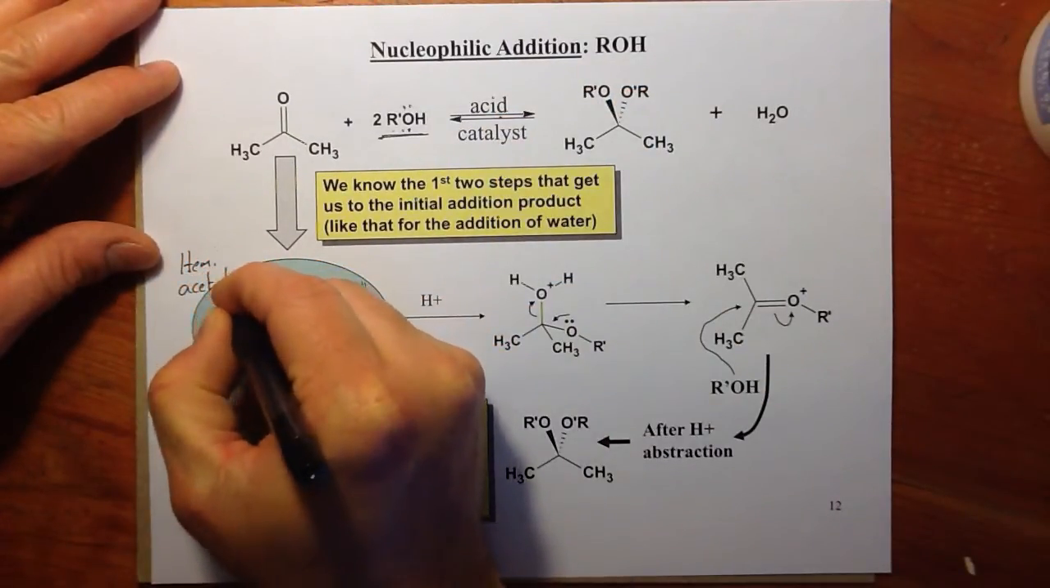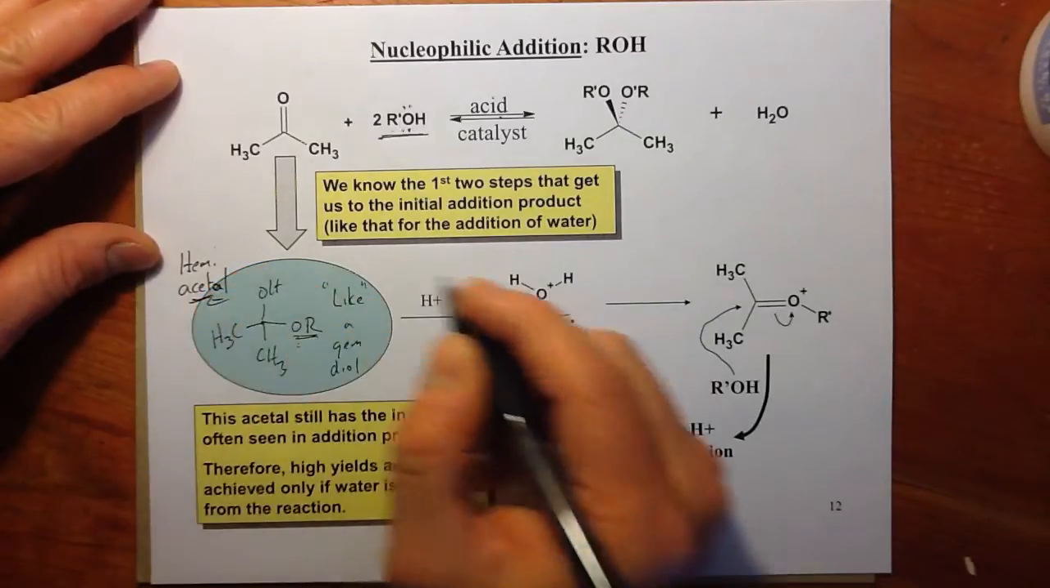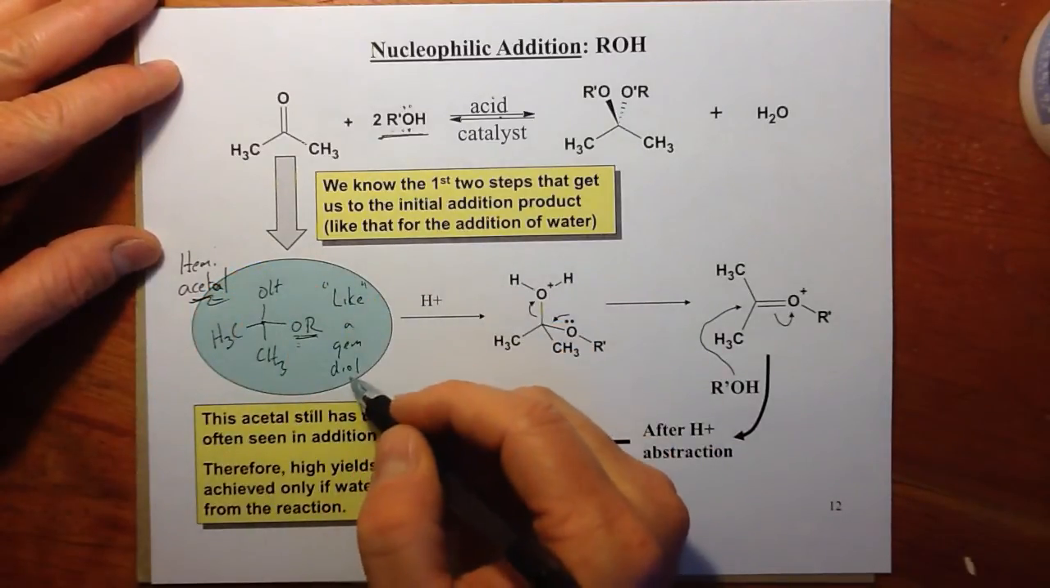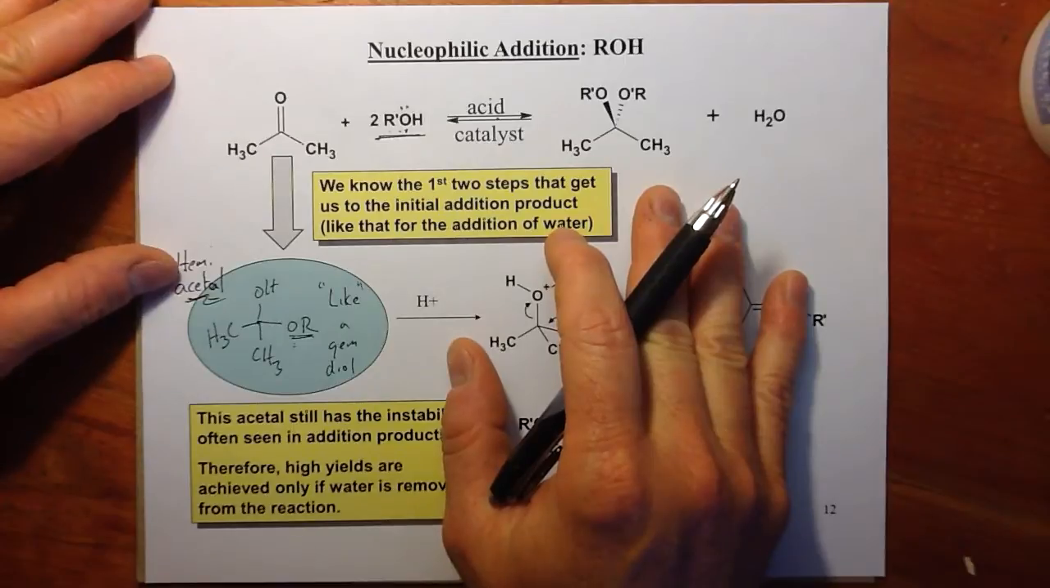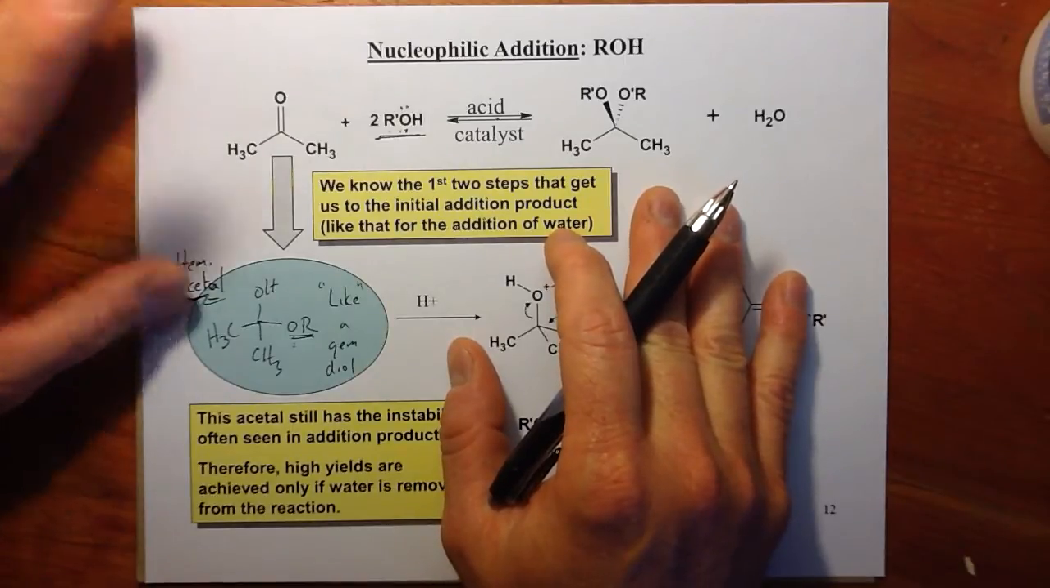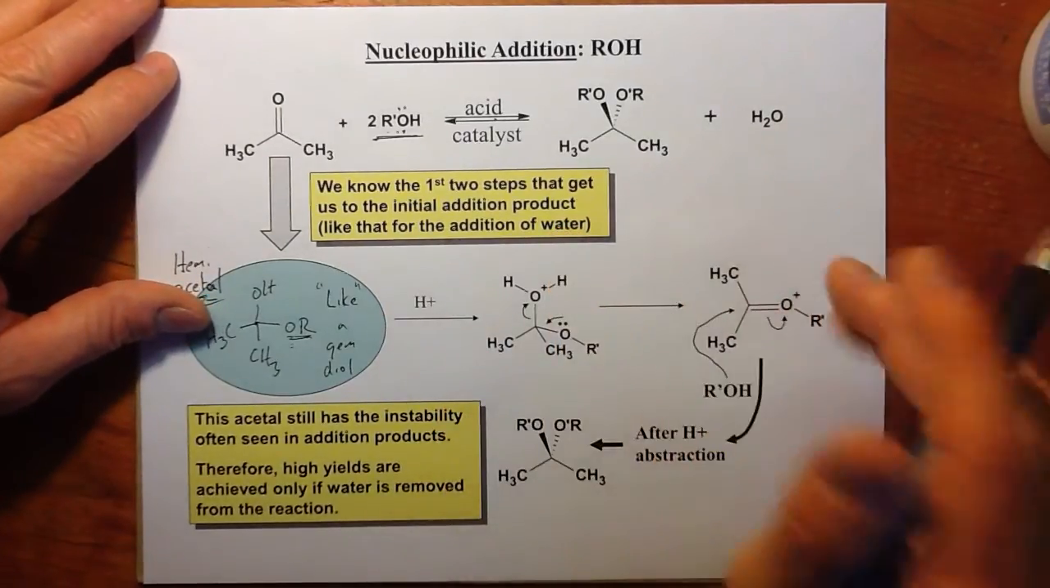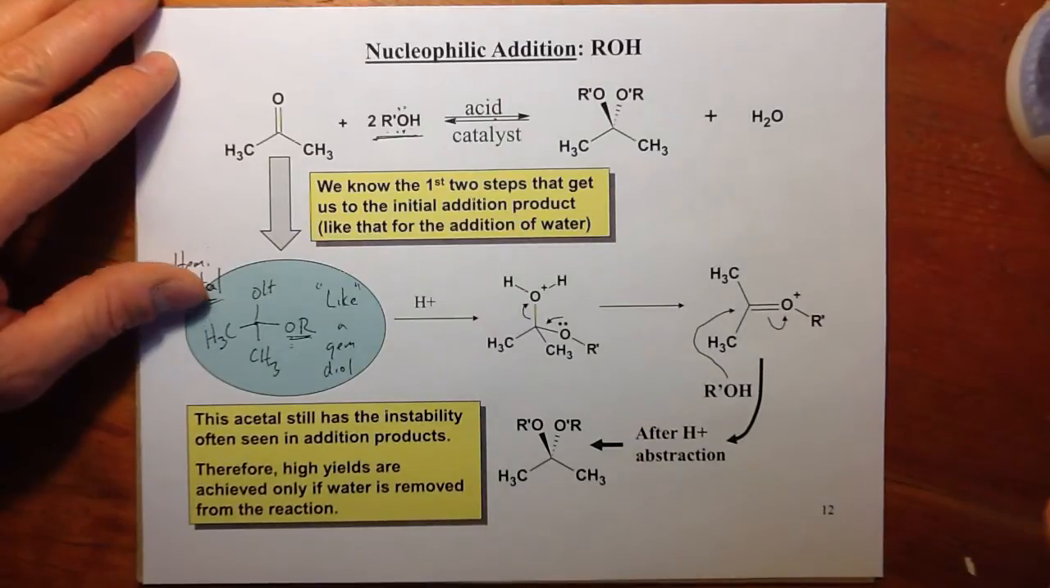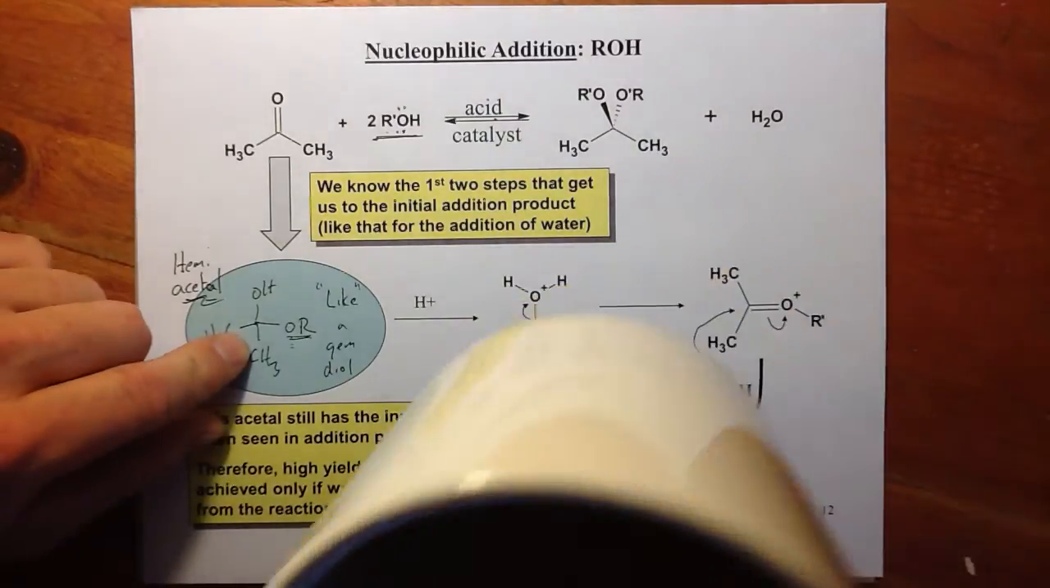But I wanted to draw out that this hemiacetal, it's a new name, is really just like a gem diol. This hemiacetal, half of an acetal. Now this is again where we see we have to use an acid catalyst if we want to make something beyond this.